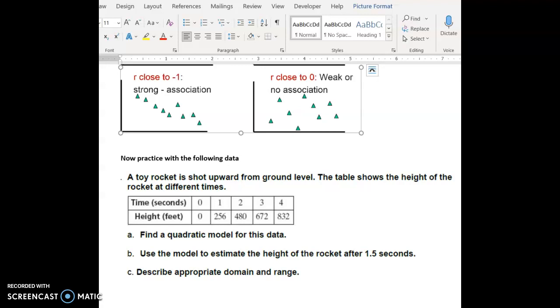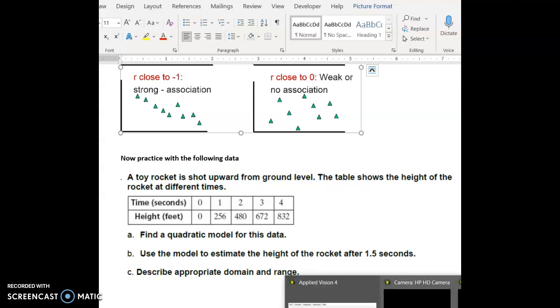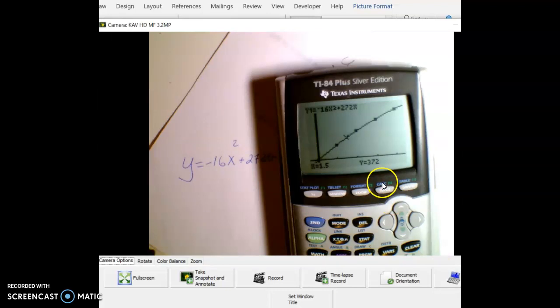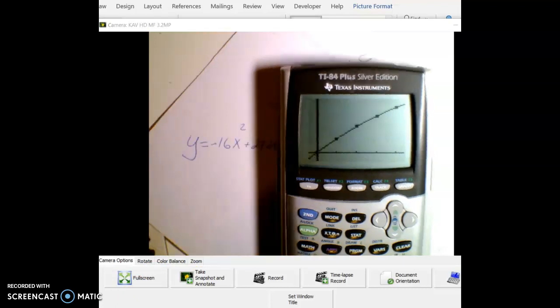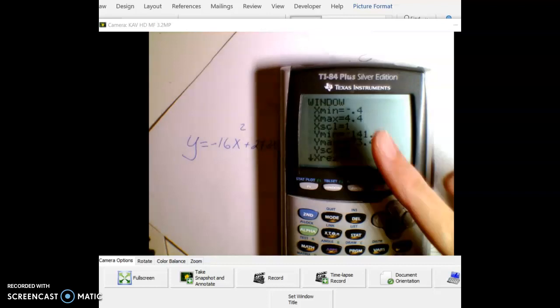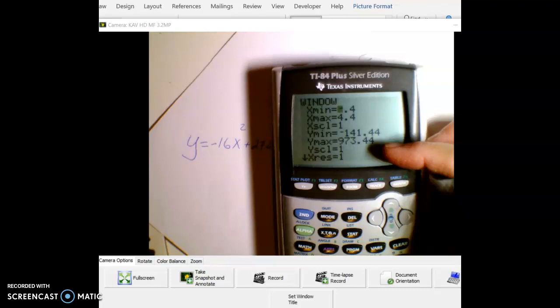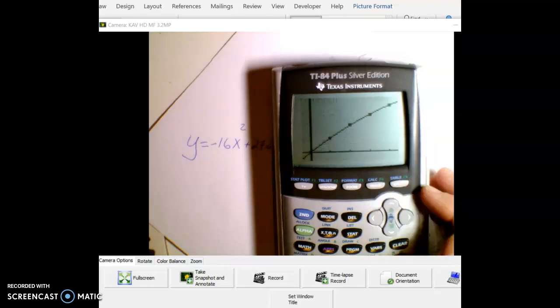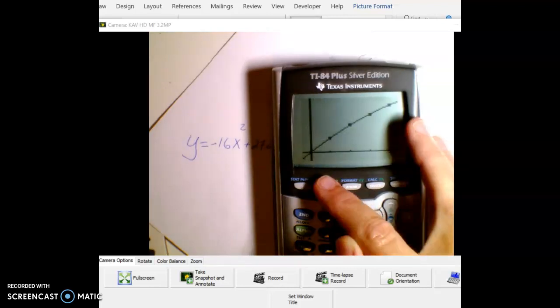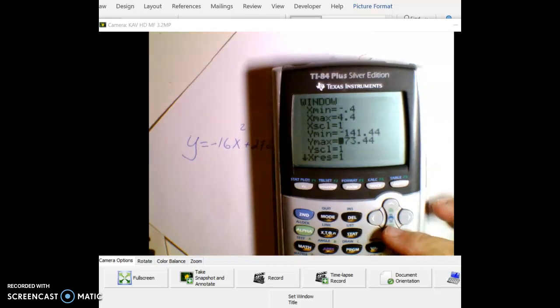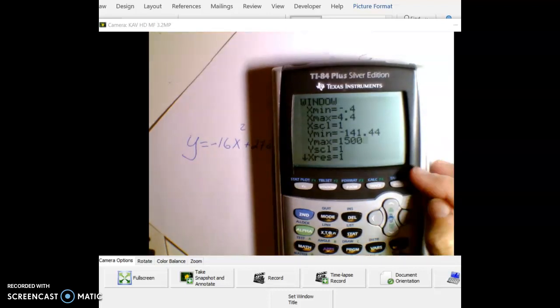So if we're looking at the graph, let's go back and look at the graph. We can't see the whole graph. So let's see if we can do something about that. So here's where you're going to get really comfortable with playing with the window. So remember, standard window goes from negative 10 to 10. Okay, so here, look at this window. It has a maximum of 973, but it's still not high enough. So why don't we make that maximum, I don't know, 1500. See what happens.